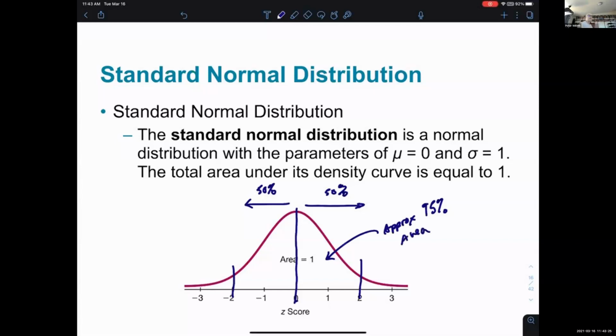So there's approximately 95% of the area between -2 and 2 for the z-score. Again, from last chapter, we want to remember the z-score tells you how many standard deviations you are away from the mean. Well, if the standard deviation is 1, then that matches up perfectly with the z-score.